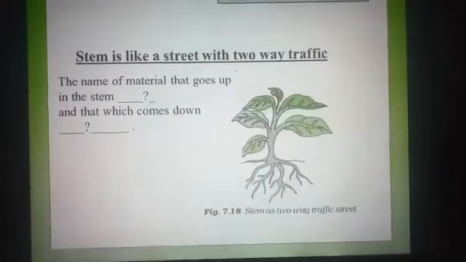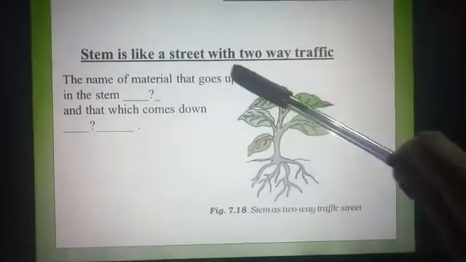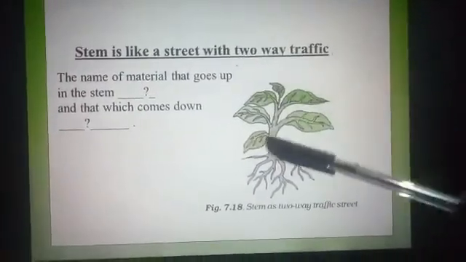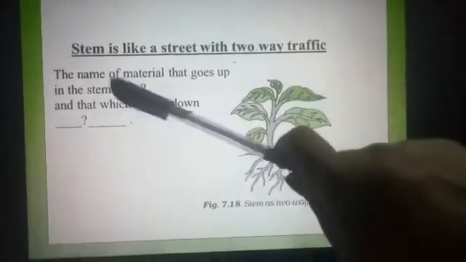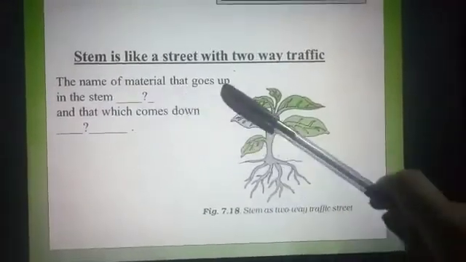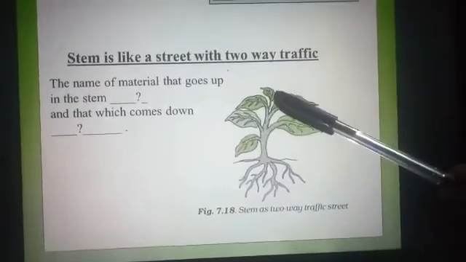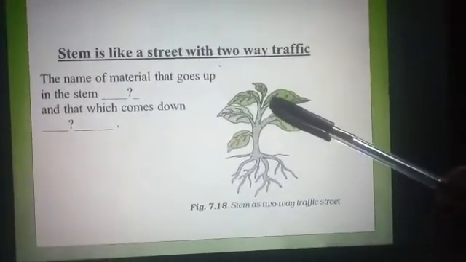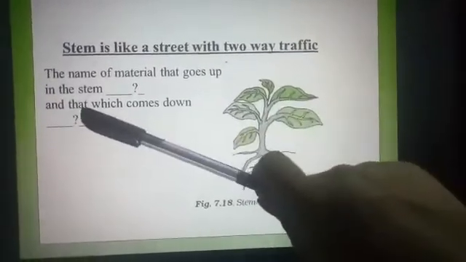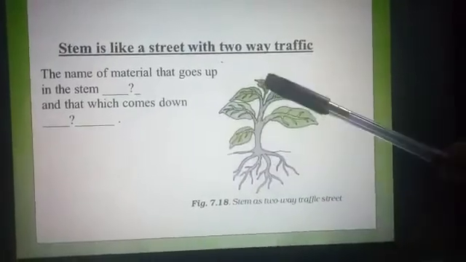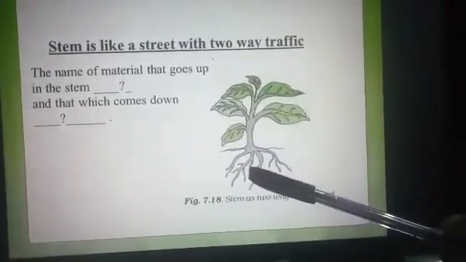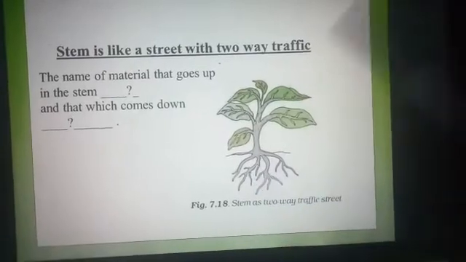Then next is stem. Stem is like a street with two-way traffic. So here, two-way traffic, you have to name the material that goes up in the stem. From roots to the upper part, what goes? Water. Very good. And what comes down, from leaves to roots? Food. Very good.